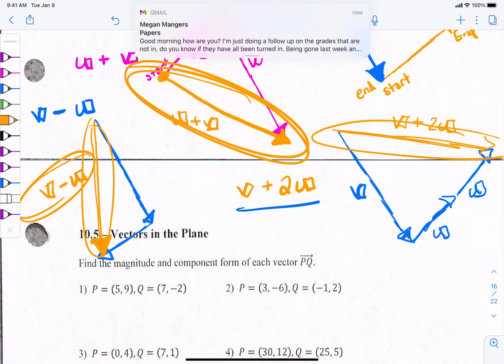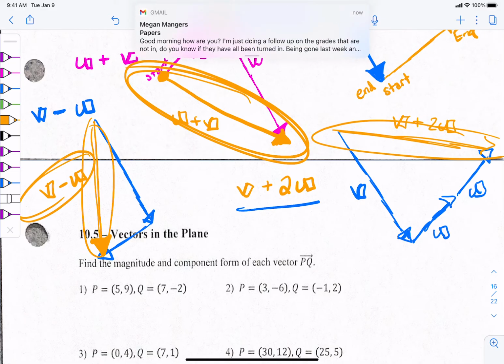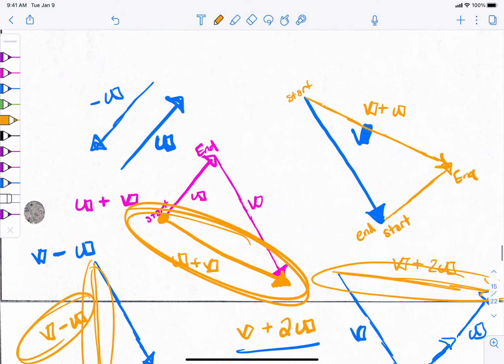Minus will not be the same, but pluses will be the same. Like u plus v, v plus u, those will be exactly the same. But when you subtract them, they won't look the same. Does that make sense? So when there's a negative or minus u, you just take that vector, but you go the opposite direction with it. So I think about it like this. Here's u going this way.